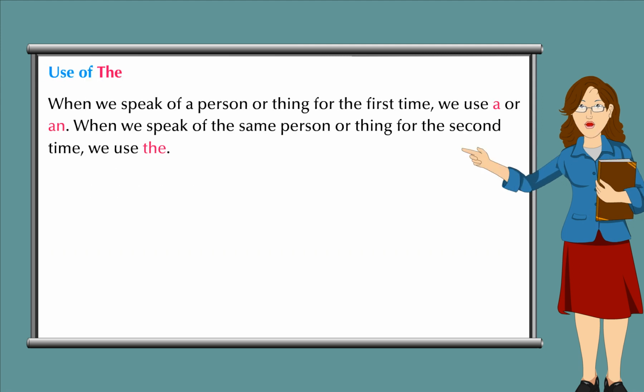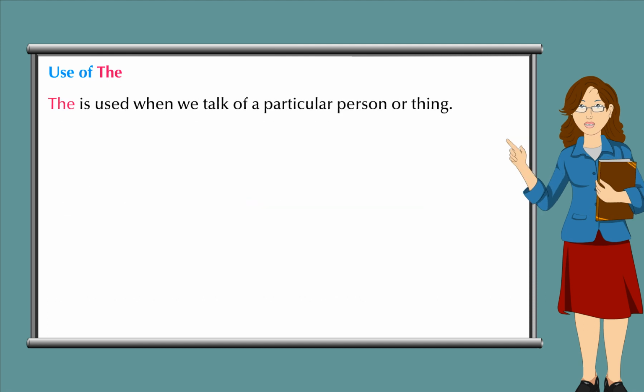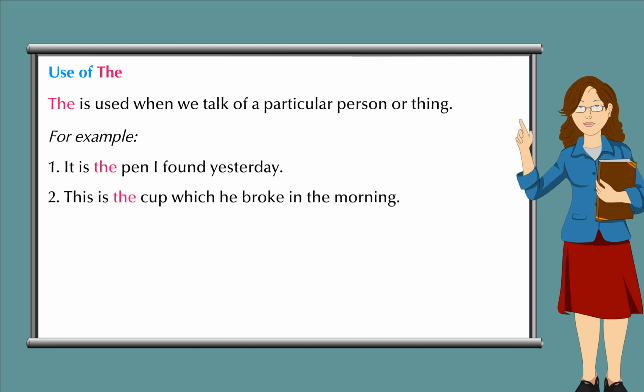Use of the. When we speak of a person or thing for the first time, we use a or an. When we speak of the same person or thing for the second time, we use the. For example, a boy is sitting on a bench. The boy is looking upset. The is used when we talk of a particular person or thing. For example, number 1. It is the pen I found yesterday. 2. This is the cup which he broke in the morning.